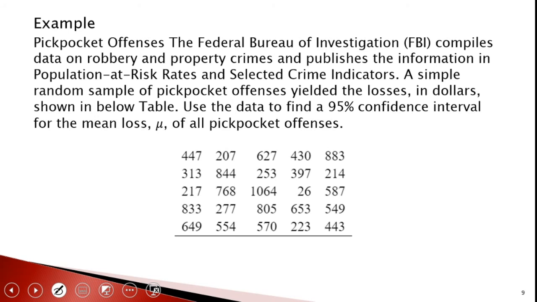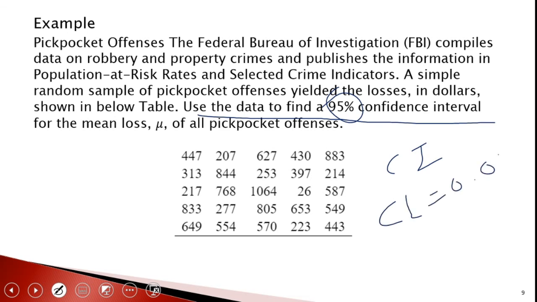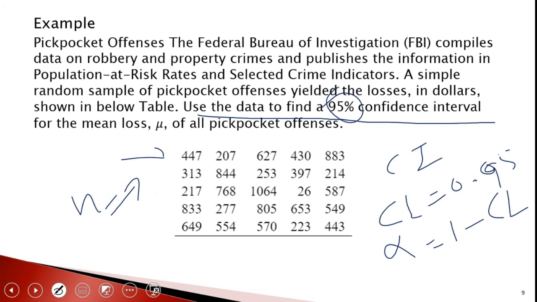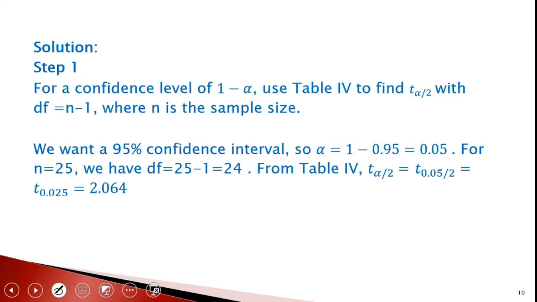Okay, let's see this example. I'm not going to go through the explanation. Use the data to find the 95% confidence interval for mean loss mu. 95% confidence interval means the confidence level is 0.95. You can calculate alpha as 1 minus CL, right? How many are there on this side? 1, 2, 3, 4, 5. There are 25, right? n equals 25.